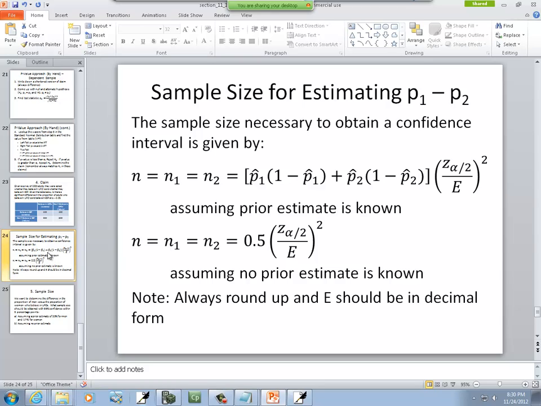You know, like if we had one for men, one for women. If I found n was 50, then we'd pull 50 men, 50 women. And it's equal to p hat sub 1 times 1 minus p hat sub 1 plus p hat sub 2 times 1 minus p hat sub 2, and then all that times z alpha divided by 2 over e squared. Or, assuming no prior estimates known, that's if you're given a prior estimate. Assuming no prior estimates known, then it's this next formula, 0.5 times z alpha divided by 2 over e squared. Always round up, and e should be in decimal form.